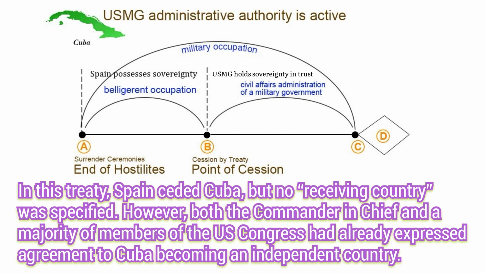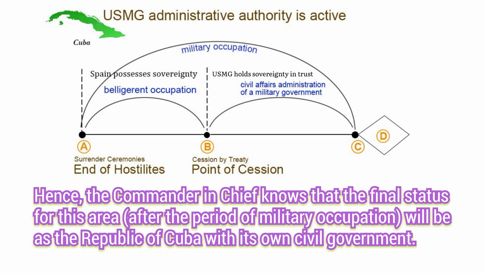In this treaty, Spain ceded Cuba, but no receiving country was specified. However, both the Commander-in-Chief and a majority of members of the U.S. Congress had already expressed agreement to Cuba becoming an independent country. Hence, the Commander-in-Chief knows that the final status for this area, after the period of military occupation, will be as the Republic of Cuba with its own civil government.